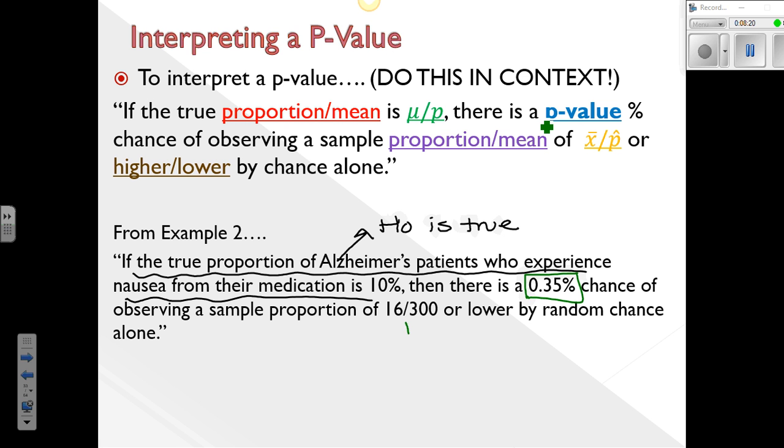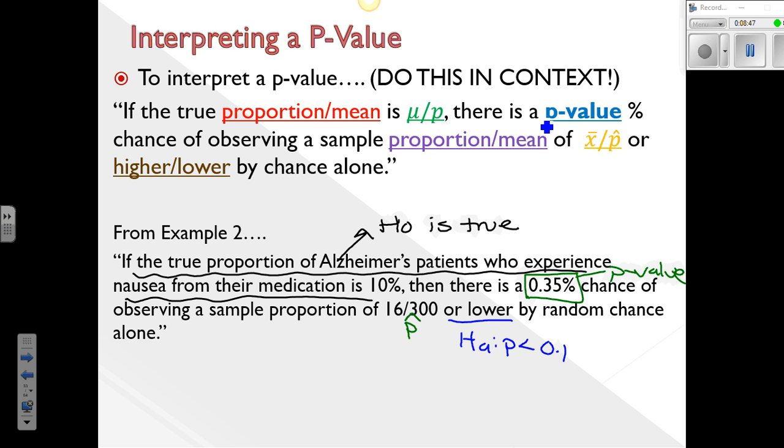Do you guys see that this was the p-hat right here? Yeah. It's p-hat. This is your p-value. This is your probability, right? Lower was because of the direction of HA. Remember, you were testing the alternative hypothesis here. The p being less than 0.1. You guys remember that? That's why it's this or lower by random chance.